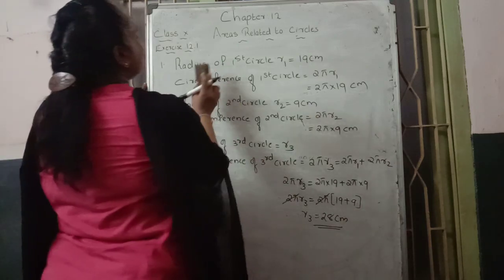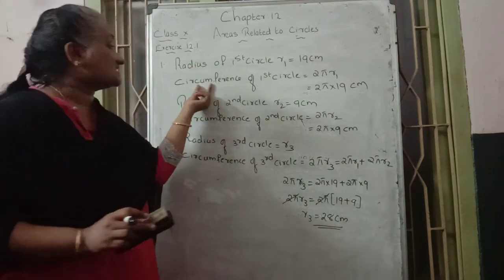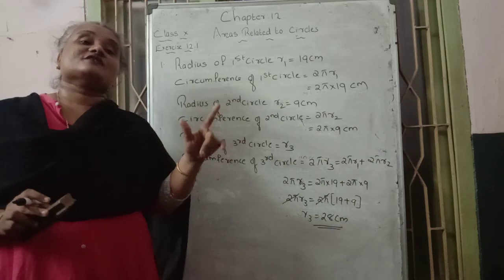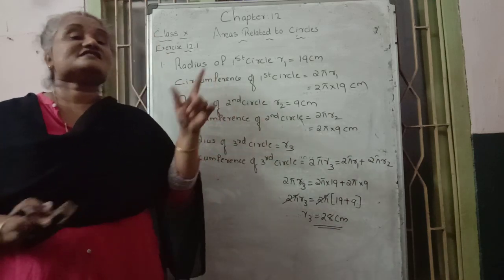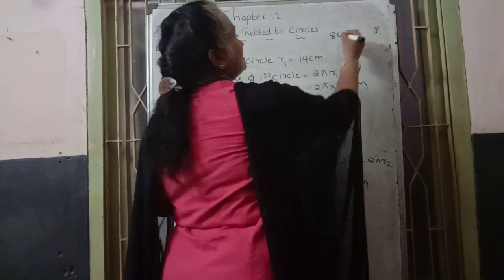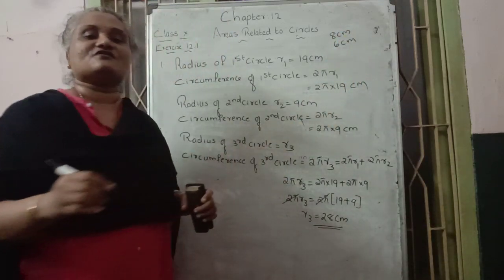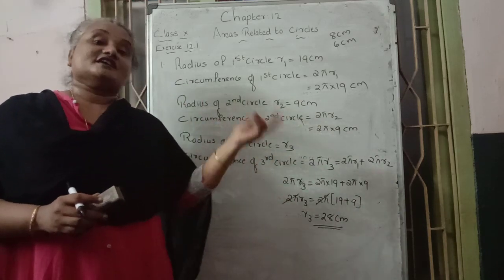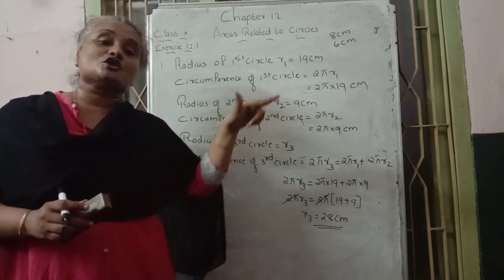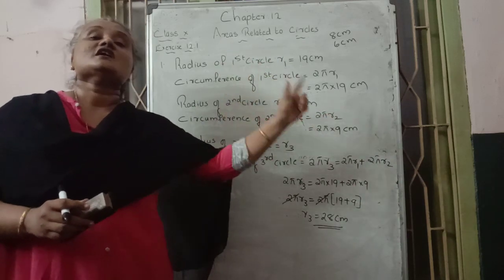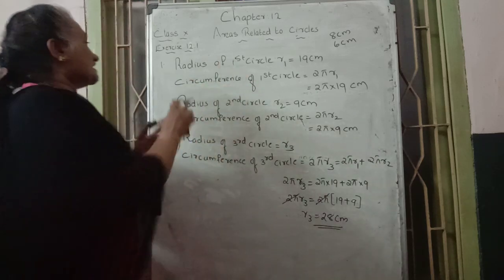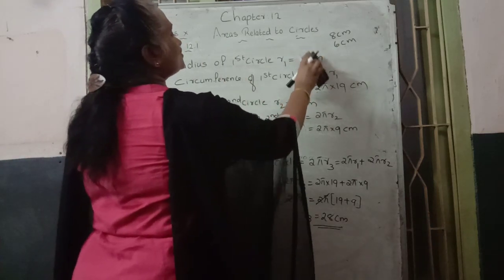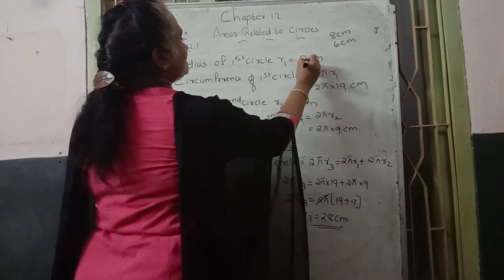Then the next question is also the same, only instead of the circumference they tell about the area. The radius of the first circle is given as 8 centimeters, and the second circle's radius is given as 6 centimeters. Find the radius of the third circle, where the area of that circle is equal to the sum of the areas of the other two circles. So we can write the same steps. Radius of the first circle R1, how much is our R1 value? 8 centimeters.